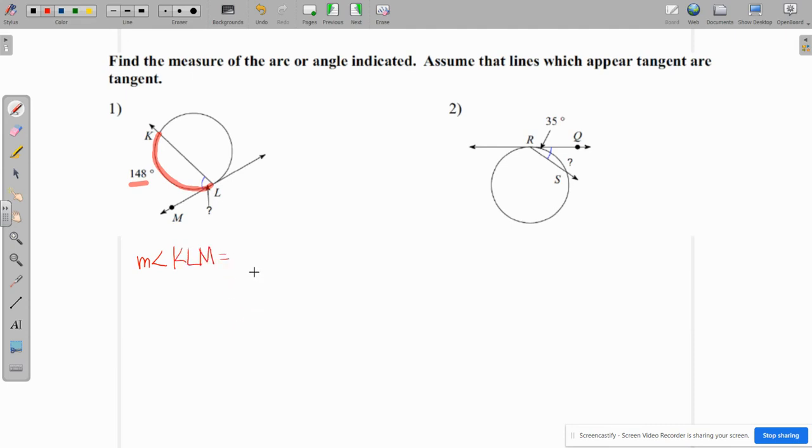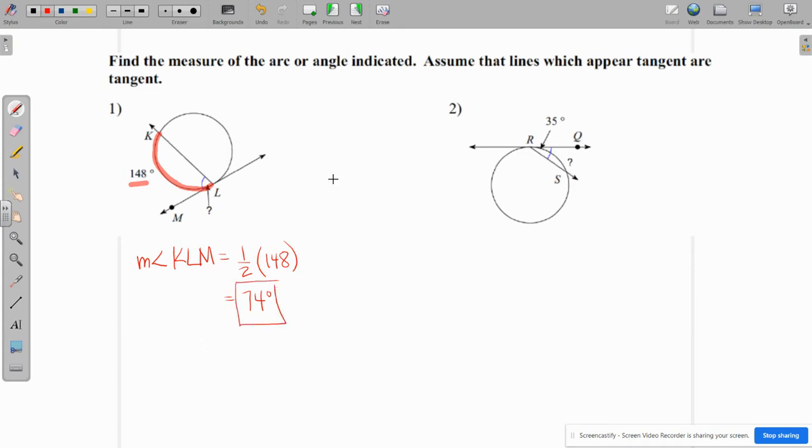KLM. And we know that this angle should be half of the measure of the entire arc. So it should be half of 148 degrees, and half of 148 degrees is 74 degrees. So that would be our answer.